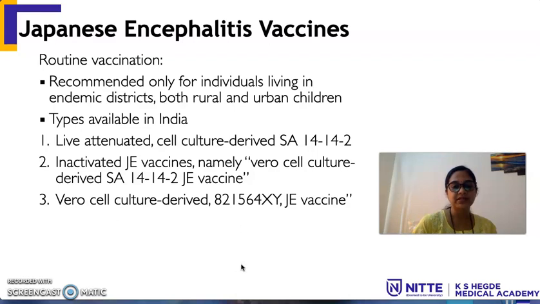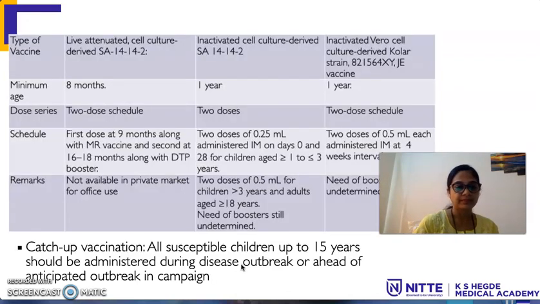Japanese encephalitis virus can cause a deadly acute encephalitic syndrome. Routinely the government has recommended this vaccine in some of the endemic districts, including both rural and urban areas. We have 3 different types of vaccines available: live attenuated, inactivated and Vero cell culture derived. For the live attenuated vaccine, the minimum age of vaccination is 8 months. It is followed as a 2-dose schedule. In fact, all 3 vaccines are followed as 2-dose schedules.